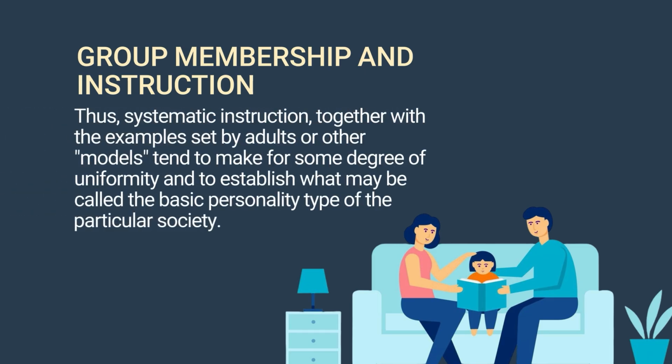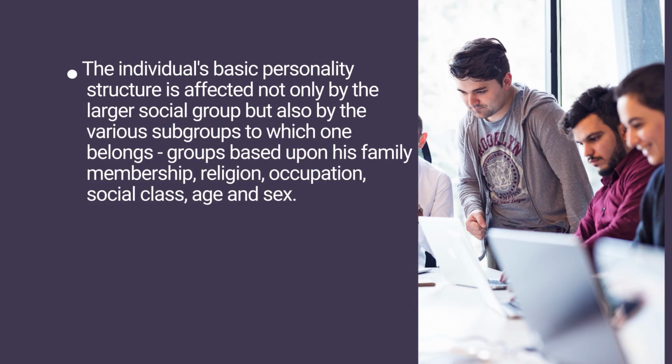Thus, systematic instruction, together with the examples set by adults or other models, tends to make for some degree of uniformity, and to establish what may be called the basic personality type of the particular society. The individual's basic personality structure is affected not only by the larger social group but also by the various subgroups to which one belongs, groups based upon family membership, religion, occupation, social class, age, and sex.